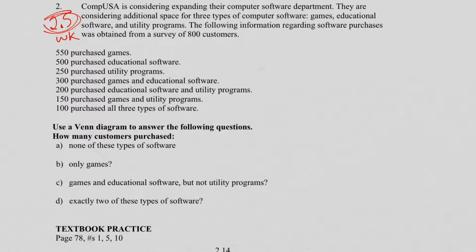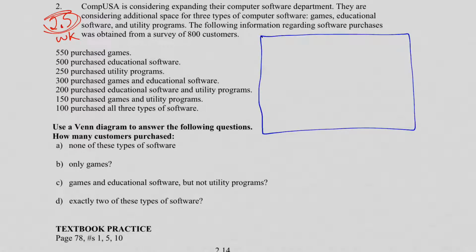All right, so we have, now some people may try to answer these questions without doing a Venn diagram, and it's possible, but not recommended, okay? Because once you do the Venn diagram, which involves some subtraction, you will be able to answer any question that you are asked. And everything is much more clear. So let's go ahead and set this up.